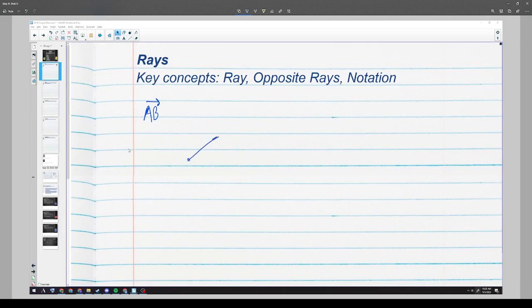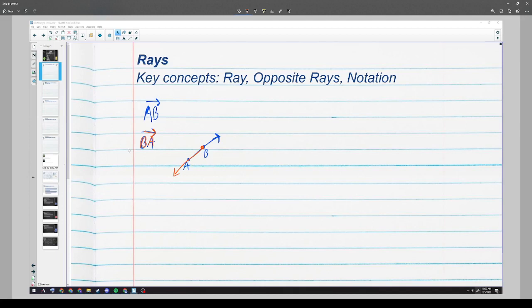So if I have this ray from A through B, and then it goes on in the direction of B forever and ever. So it has to be named in that order. The arrow here in the notation always points to the right, so the first thing we list has to be the end point, and the second one has to be the direction where it continues on. So I can't call this ray BA, that would be a different object. That would start from B and go toward A forever. Let me draw that one in a different color. So if I did BA, that would start from B and go toward A.